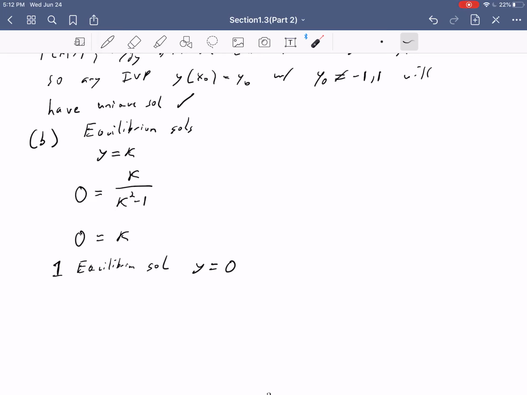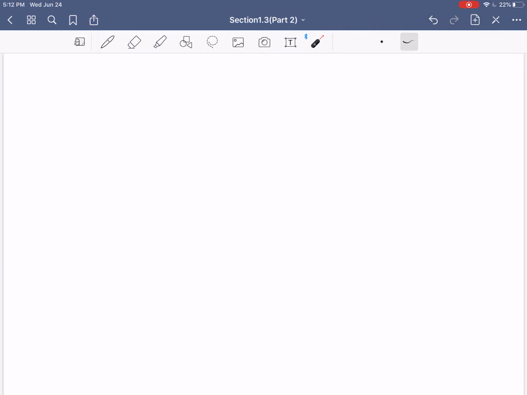Okay, let's put all this together and build ourselves one final slope field here. So if we go on our last page here, what do we know so far? Well, we know IVPs for y of x0 equals y0, y0 not equal to -1 or 1.